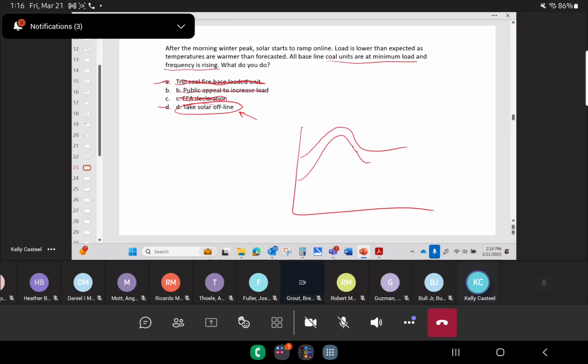I know that's a different response from what we saw earlier, where we were talking about the combustion turbines, where we would take the combustion turbines offline. Well, I'm not sure if solar was even an option on that other question. I think it was.